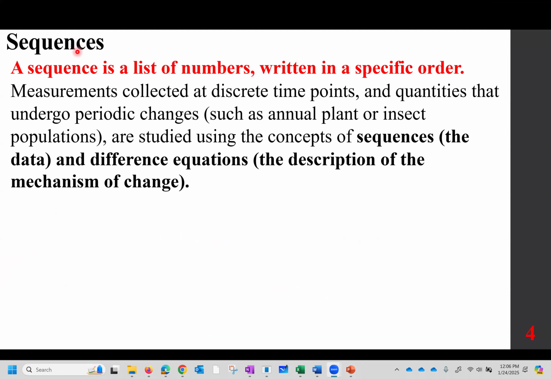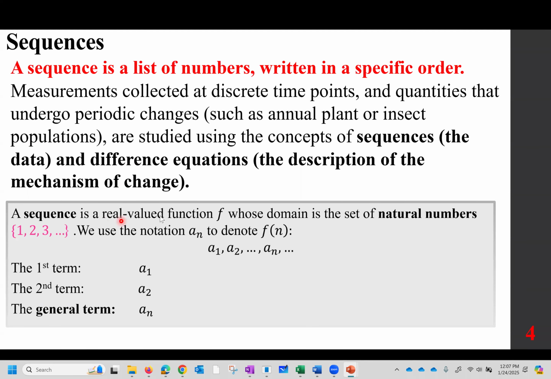Now, sequences. A sequence is a list of numbers written in a specific order. Measurements collected at discrete time points and quantities that undergo periodic changes, such as annual plant or insect populations, are studied using the concept of sequences, the data, and difference equations, the description of the mechanism of change. A sequence is a real valued function f, whose domain is the set of natural numbers, 1, 2, 3 to infinity. And again, I remind you, natural numbers, positive integers, counting numbers, they all mean the same thing.